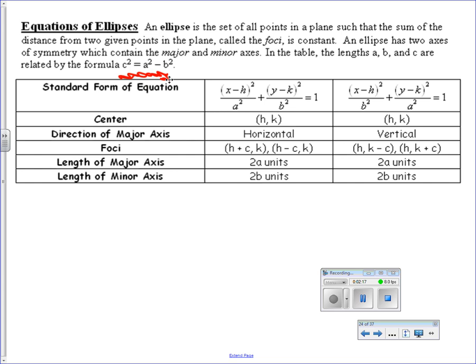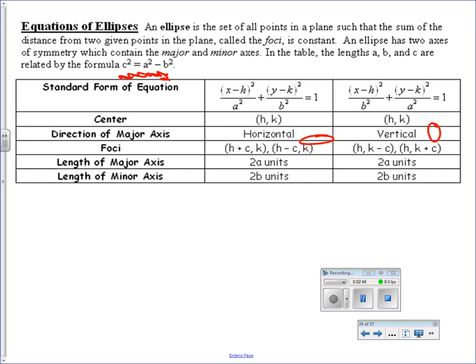What it means by direction of major axis, that's saying which way is my oval going. Is my oval going this way, so horizontal, or is it going this way, vertical? You can have an ellipse going either direction. And then foci, these are our foci equations. We'll go through that in a little bit. There's more than one focus, because remember how we talked about focus and parabola? So the plural of focus is foci. Almost sounds like a funky word.